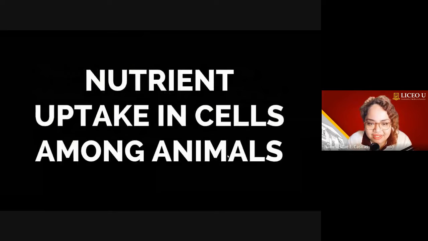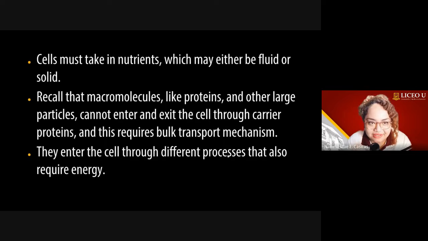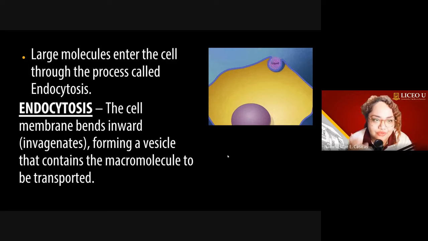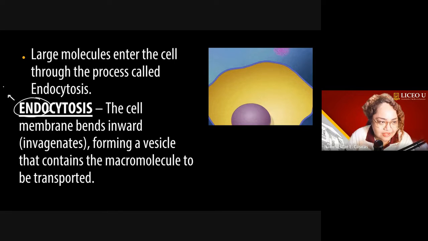So let's go to the nutrient uptake in cells among animals. Okay. So let's go to the processes that are involved here. We have endocytosis. Just from the name itself, right? Endo. What is endo? Outside. Yeah. Cytosis pertains to the cell. I'm sorry, not outside. Oh, inside. What is wrong with me?